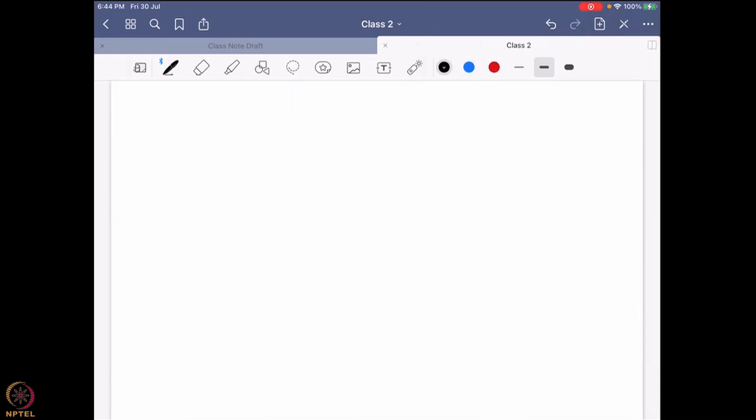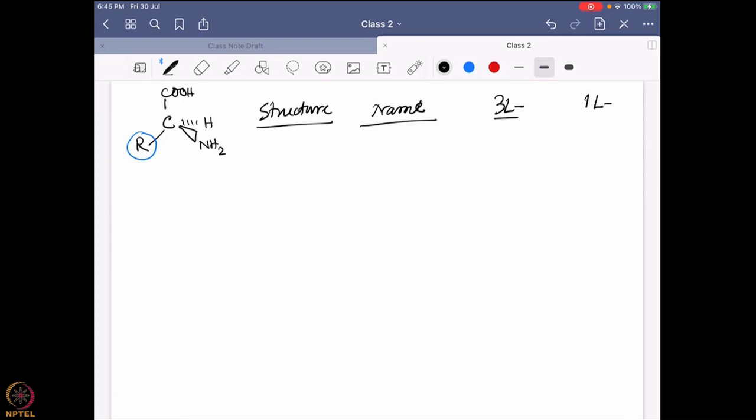Next, again, I'm just drawing the group, and over here I'm mostly following this R group. Again, I'm going to write the structure over here first, then the name of the amino acid, the three-letter code, and the one-letter code.